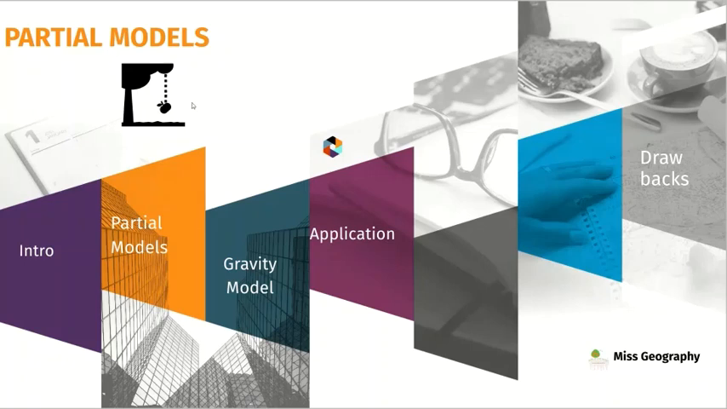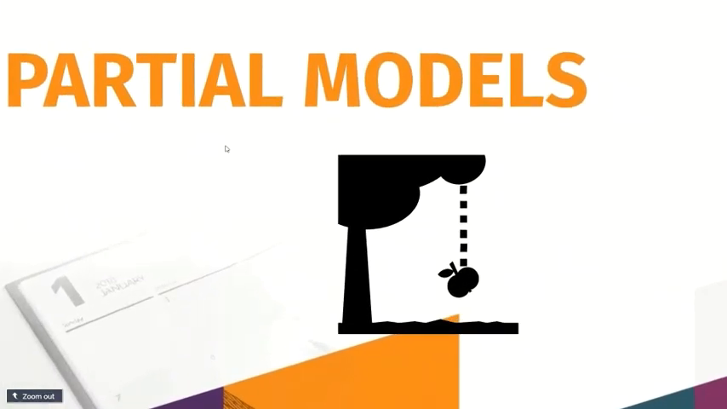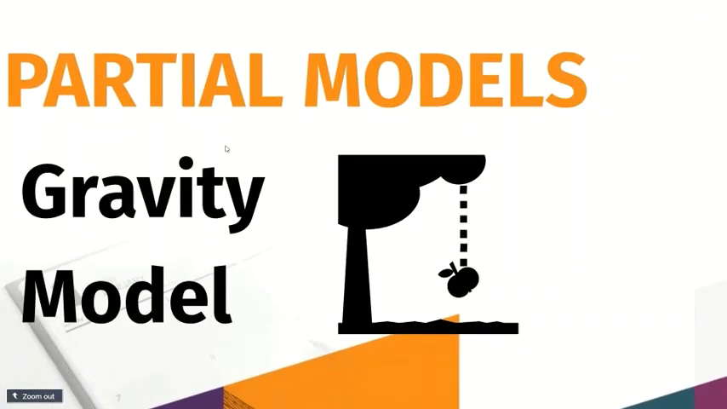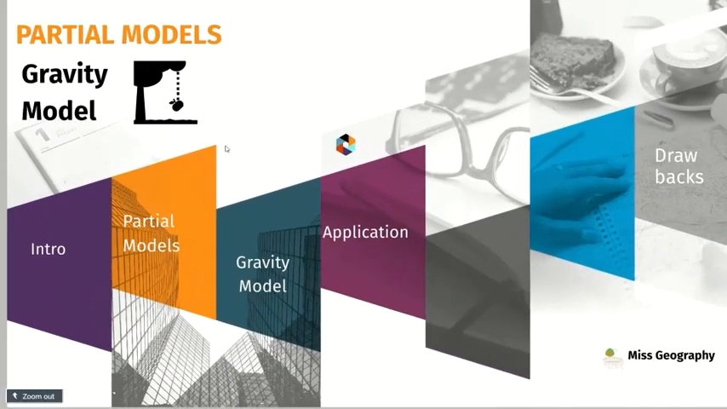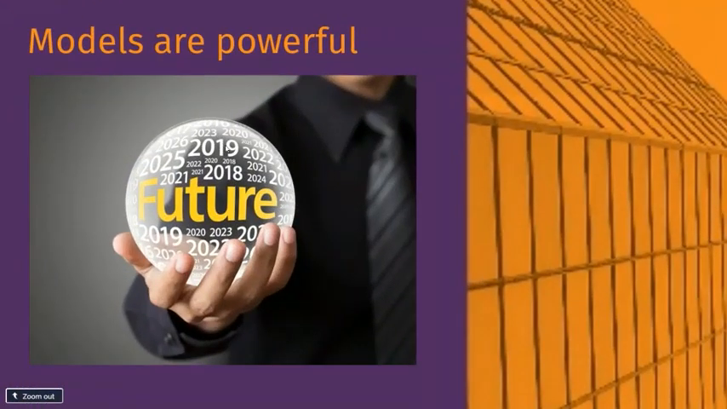Hello everyone, and welcome to this video about models. Today we are going to look at a certain group of models known as partial models, and later on we will zoom down and have a closer look at one of the examples of a partial model, that is the gravity model used in regional science. Alright, let's get into it.